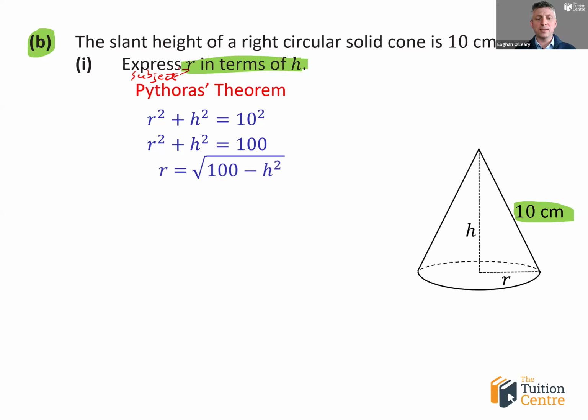So we get R is equal to the square root of 100 minus H squared. Okay, so that's it. And just to note, it won't be plus or minus because R, of course, has to be a positive number. Okay, so 5 marks for that.